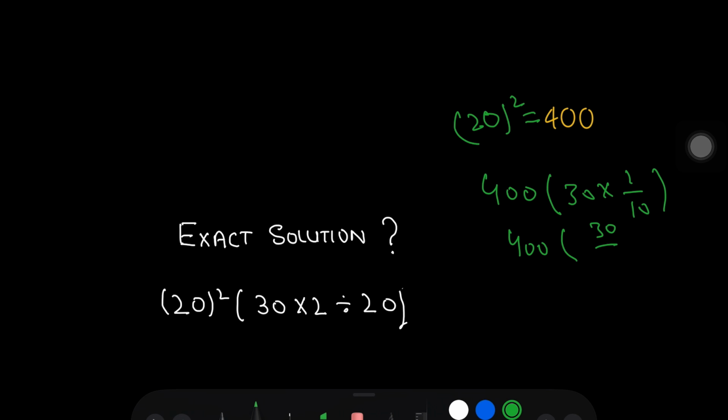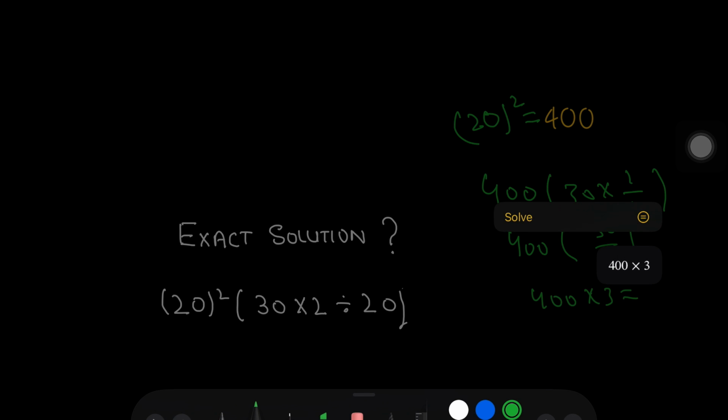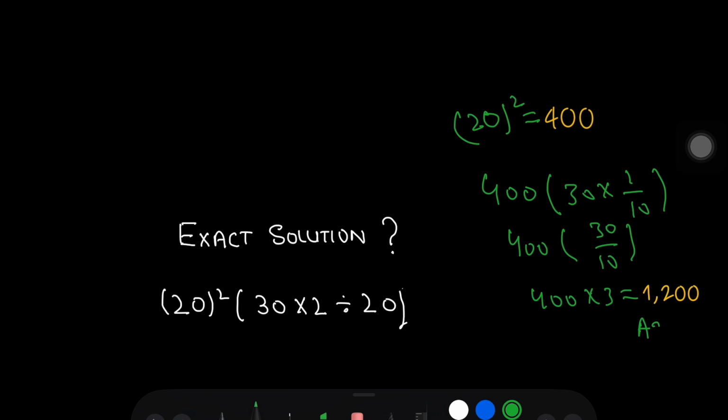30 divided by 10. So, 30 divided by 10 is 3, multiply 3. So here 400 multiply 3 is 1200. 1200 is the right answer of this question.